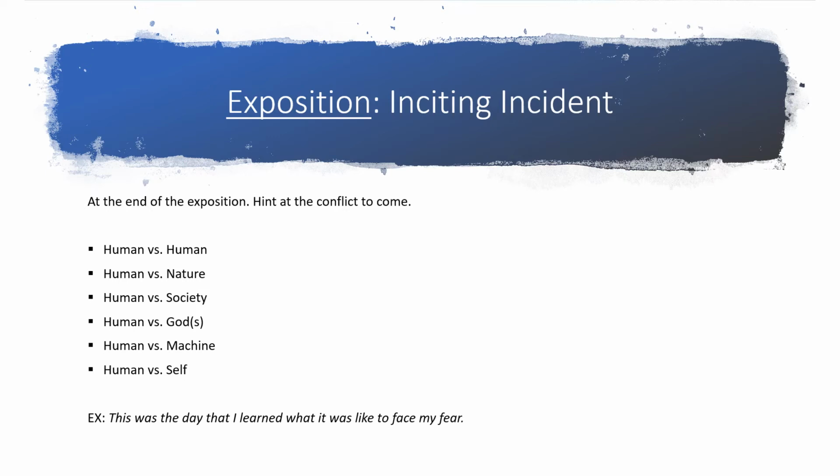The exposition also includes a critical component that ushers the reader off on a journey, creating suspense and intrigue. This is referred to as the inciting incident, and it's often in the form of some kind of conflict. Here the writer hints at the conflict to come. Some of the most well-known conflicts are human versus human, human versus nature, human versus society, human versus God or the gods, human versus machine, and human versus self.